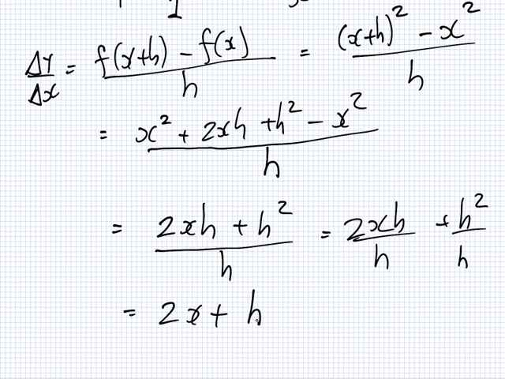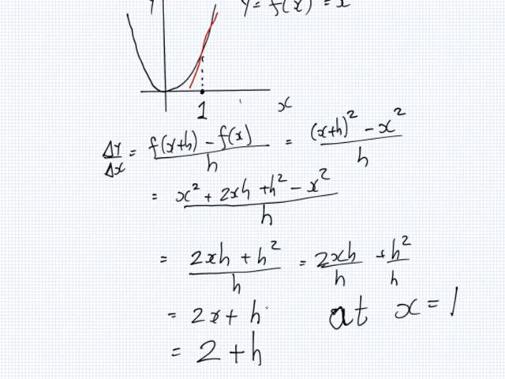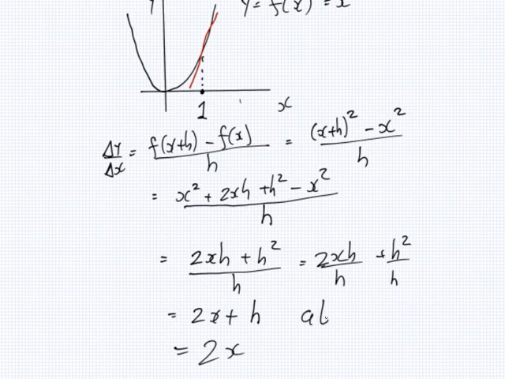Now actually we know what the x is. What's the x? At the start I said what it was. It's 1. So at x equal to 1, this will be 2 plus h. That's the slope here. Actually, I'll be a little bit clearer. This one is at x, and this one is at x equal to 1.